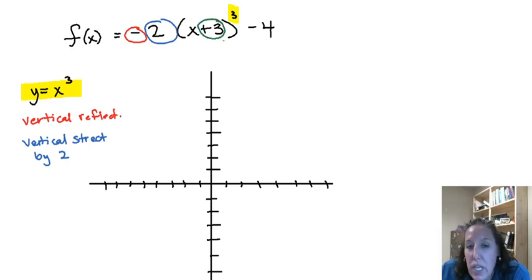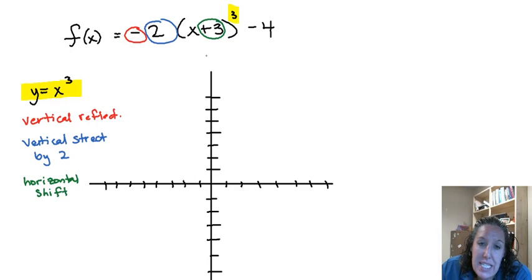The plus 3 is on the inside of the function, so that means it's going to be a horizontal change. And it is going to be a horizontal shift. Since that's a positive number, remember anything on the inside is the opposite of what we expect. We're going to go to the left 3.